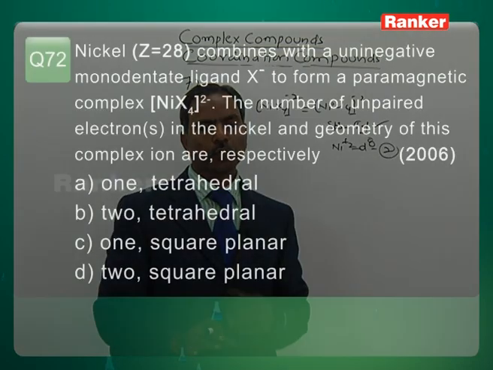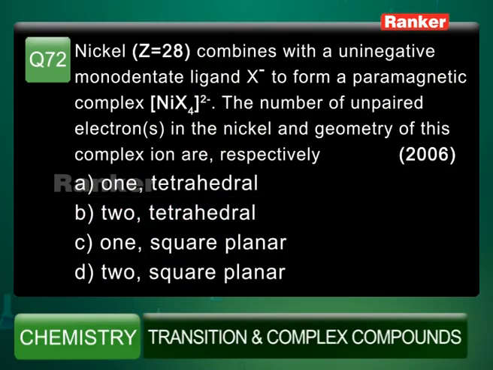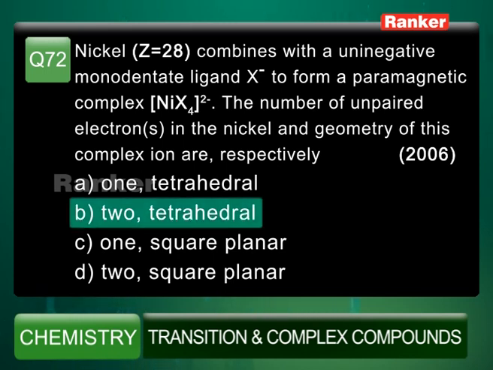Coming to B: 2, tetrahedral. Yes, 2 unpaired electrons are there. Geometry is tetrahedral. So the answer is B.